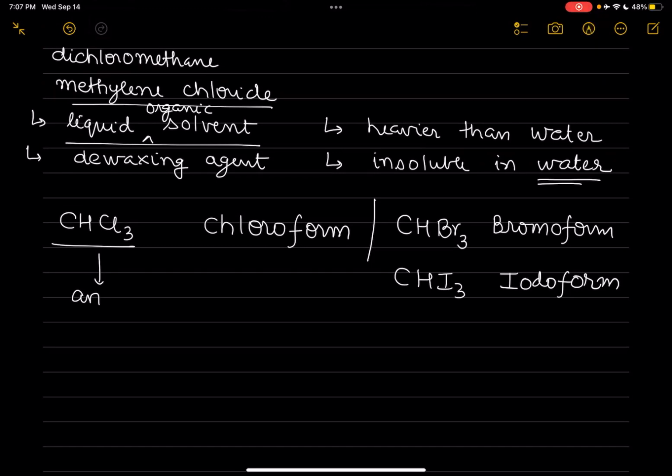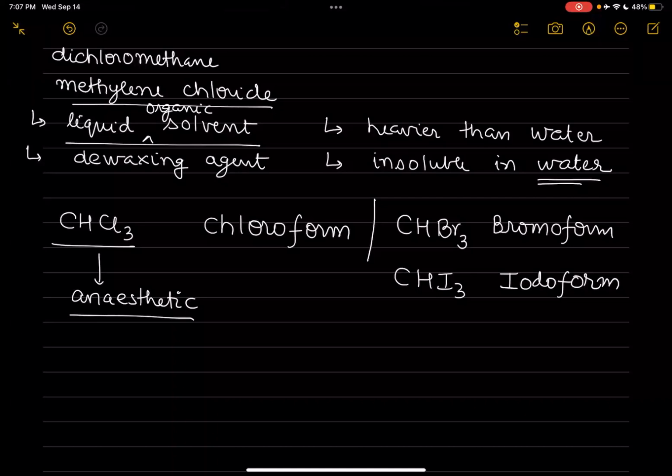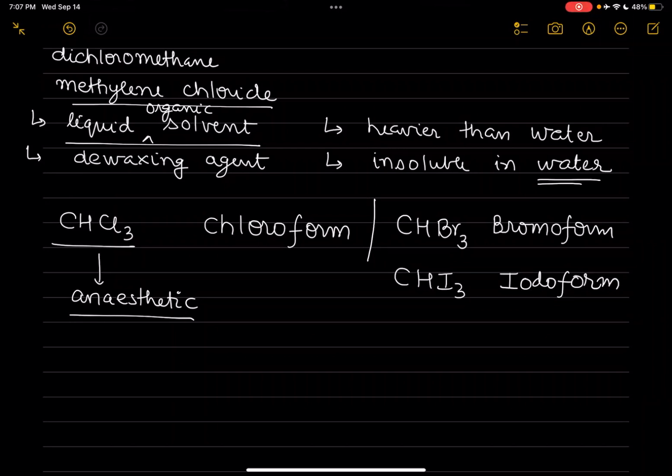It's used for numbing a part of the body. Anesthesia makes us unconscious. So in earlier times, before carrying out an operation, doctors used to make their patient unconscious by making them smell chloroform. So the medical use of chloroform is as an anesthetic. Is it clear? All of you will remember.